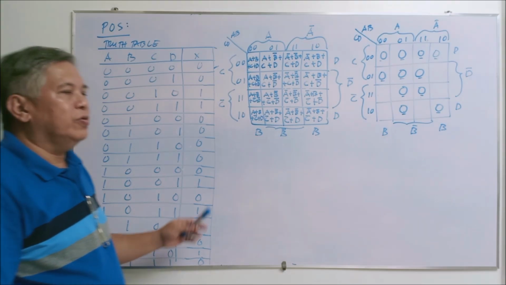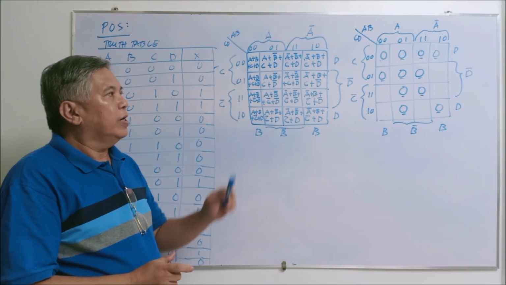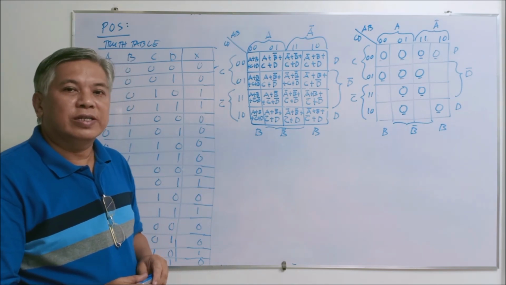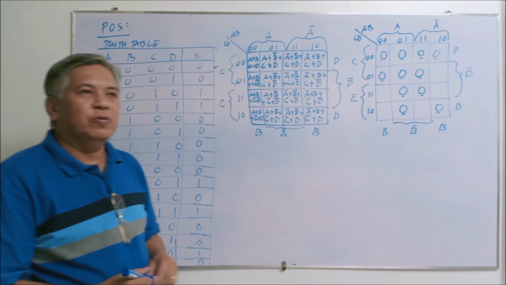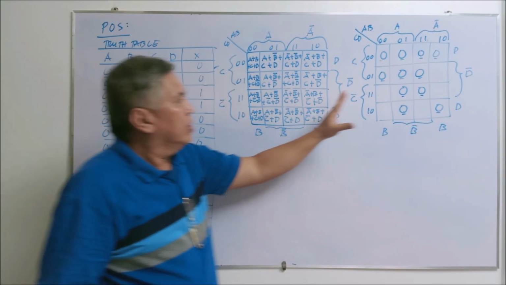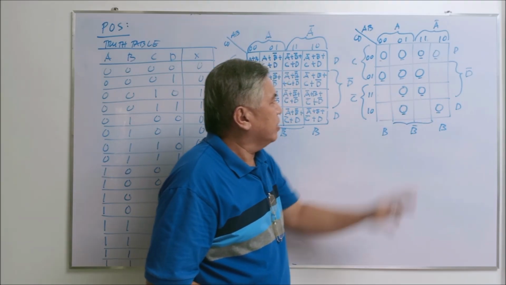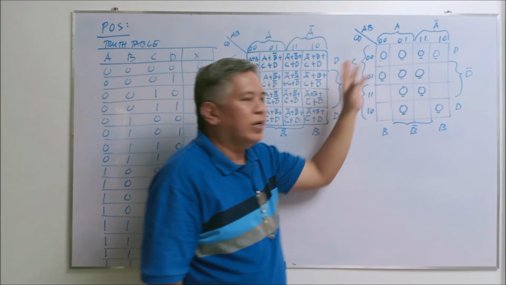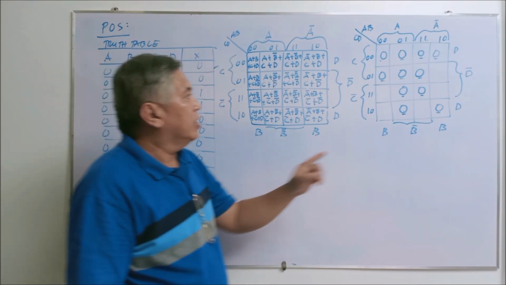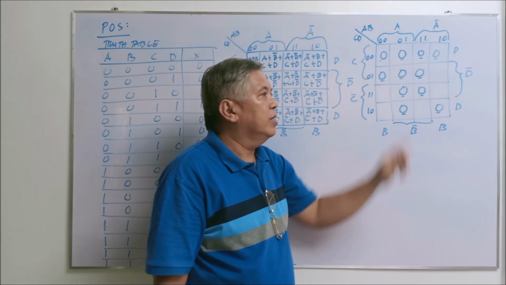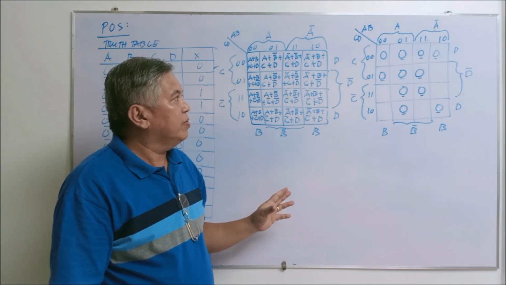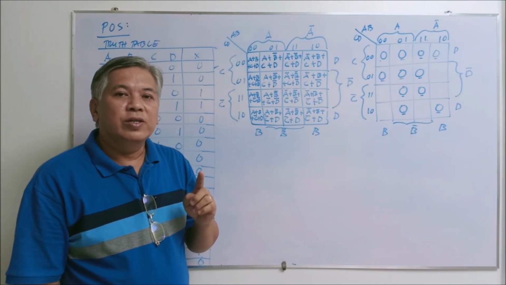Okay, the next is to, of course, group the number of cells which are adjacent. Again, the same grouping: 16, 8, 4, 2, 1. Since there are vacant cells here, we cannot say that there are 16 adjacent cells. But just in case all of the cells here are 0, we have 16 cells with value 0. That means that X will be equal to 0.